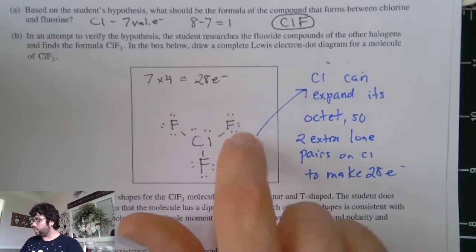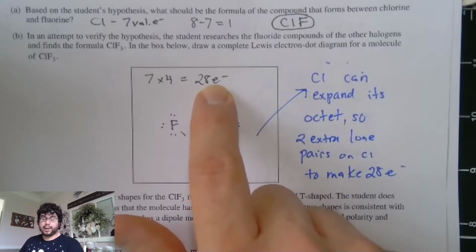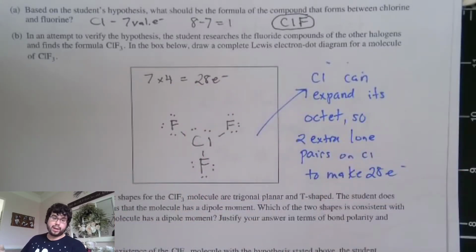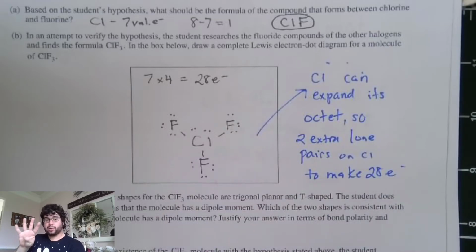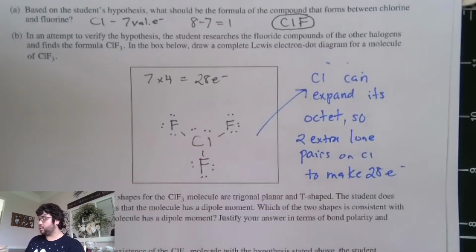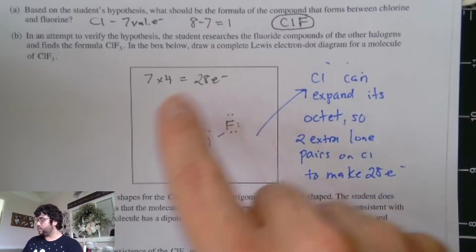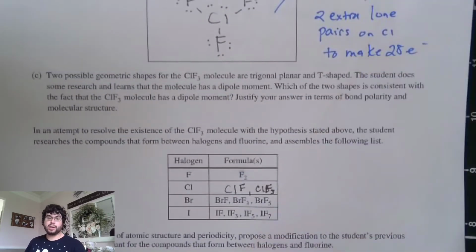And so we've got 4 atoms. Each of them has 7 valence electrons. So we're going to have a total of 28 electrons. And the thing to remember here is that you need to have 8 electrons around everything to fulfill the octet rule. So we're going to draw 8 electrons around each fluorine, and a single bond to each of them from the chlorine. Then you still have 4 electrons to take care of. Remember that chlorine can expand its octet, so we would actually add the 2 extra pairs of electrons onto chlorine because chlorine can expand its octet. So this would be the diagram that would be correct. Next question, 2 possible geometric shapes for ClF3.